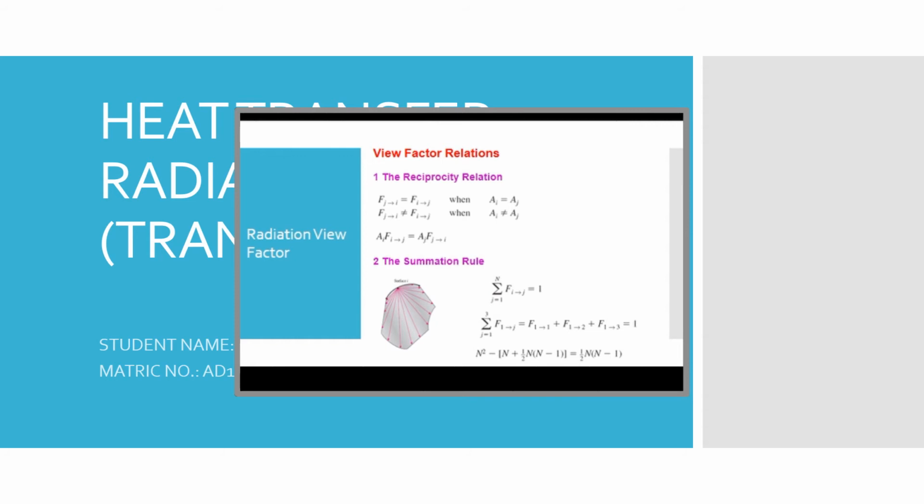Now, for the view factor. Radiation heat transfer between surfaces depends on the orientation of the surfaces relative to each other as well as their radiation properties and temperatures. The view factor from a surface I to a surface J is denoted by F I to J, or just Fij, and is defined as the fraction of the radiation leaving surface I that strikes surface J directly.